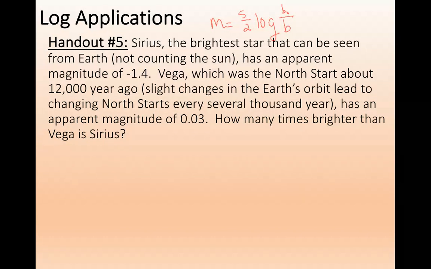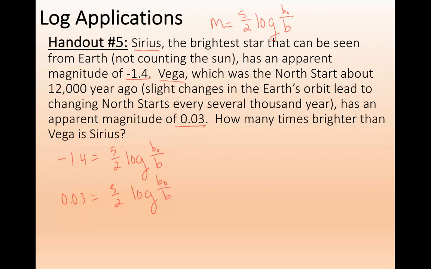So let's see. Sirius has an apparent magnitude of negative 1.4. So let's set that up: negative 1.4 equals 5 halves log of B sub 0 over B. What else do we know? Vega has an apparent magnitude of 0.03, which equals 5 halves log of B sub 0 over B. Right, and so this is Sirius, this is Vega. So let's go ahead and subtract them.